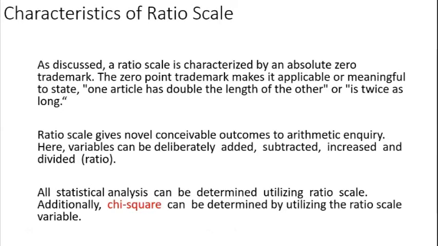So let's say 6 over 2, and that is thrice. 4 over 2, that is twice. So all statistical analysis can be determined utilizing the ratio scale. Additionally, a chi-square can be determined by utilizing the ratio scale variable. Again, a chi-square is one type of statistical test.